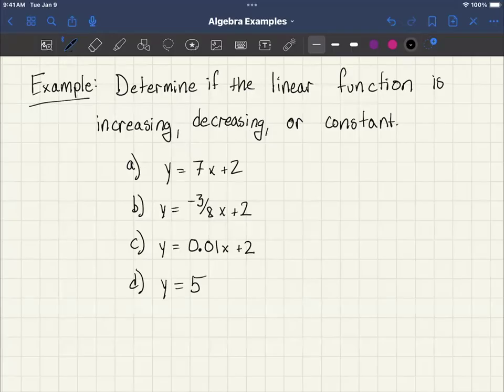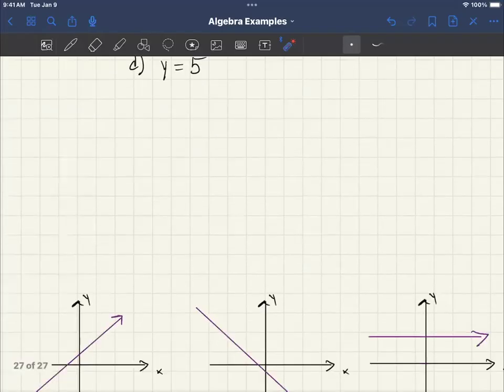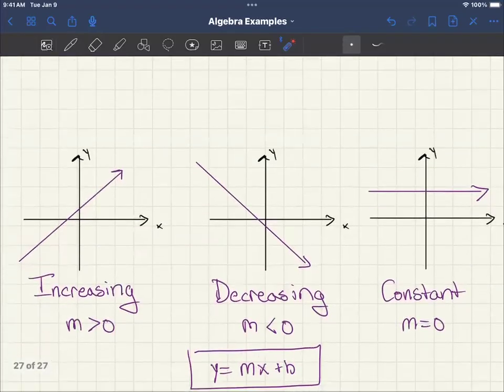Today we're going to look at the example where we determine if the linear function is increasing, decreasing, or constant. Remember, our linear functions always look like this right here: y is equal to a number times x plus or minus another number. And in particular, let's go through a little bit of an example to remind ourselves what's going on here.